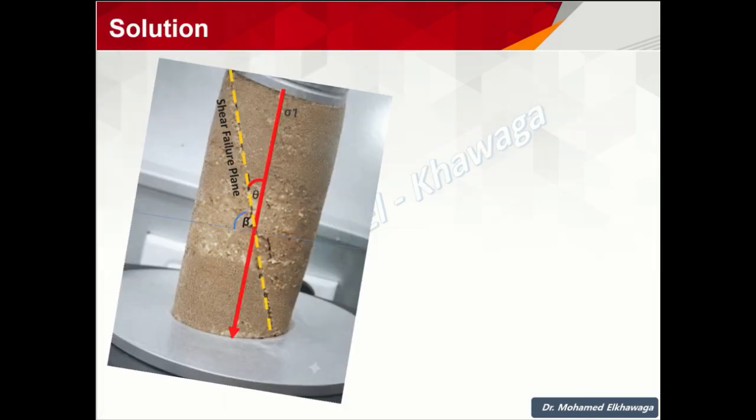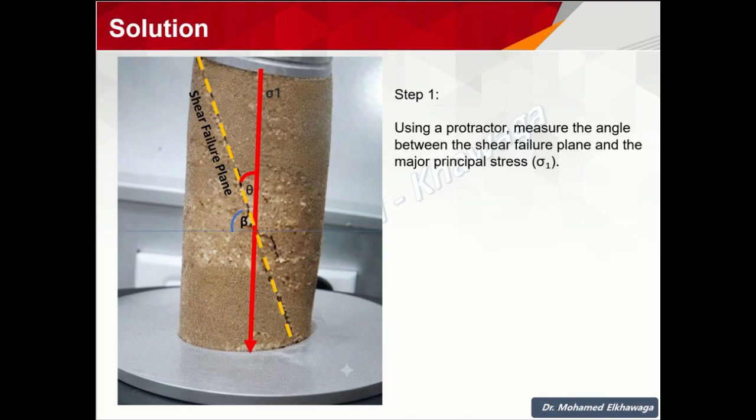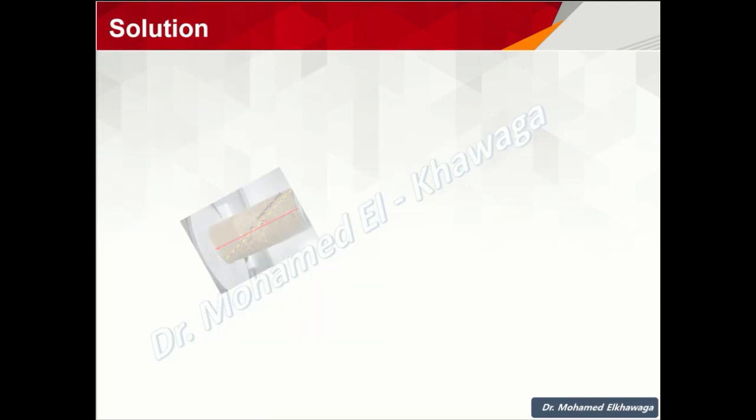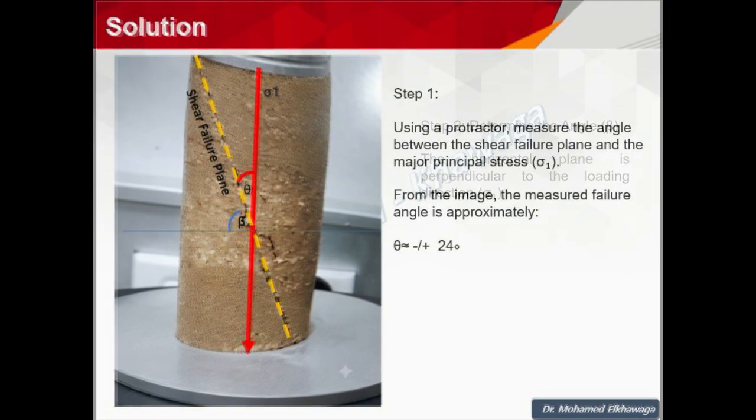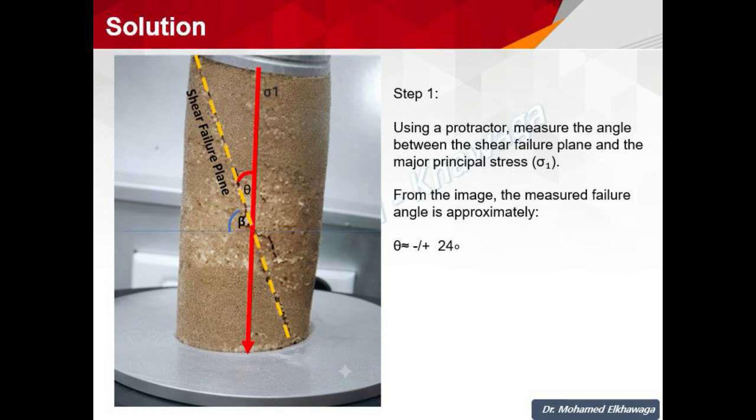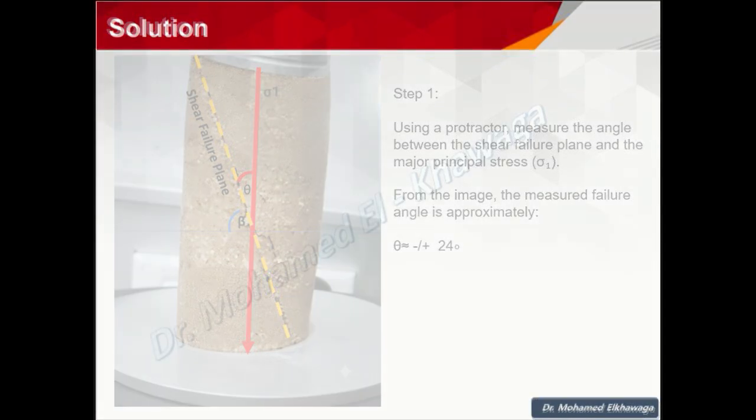Focus on the solution. Step 1. Using a protractor, measure the angle between the shear failure plane and the major principal stress, sigma 1. Place the center of the protractor at the intersection point, align the 90-degree mark with the loading direction, and read the angle to the shear failure plane. From the image, the measured failure angle, theta, is approximately 24 degrees, plus or minus 2 degrees.